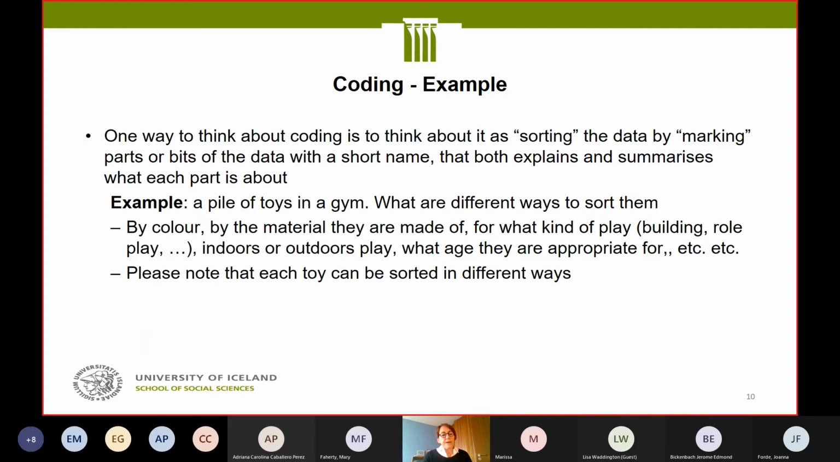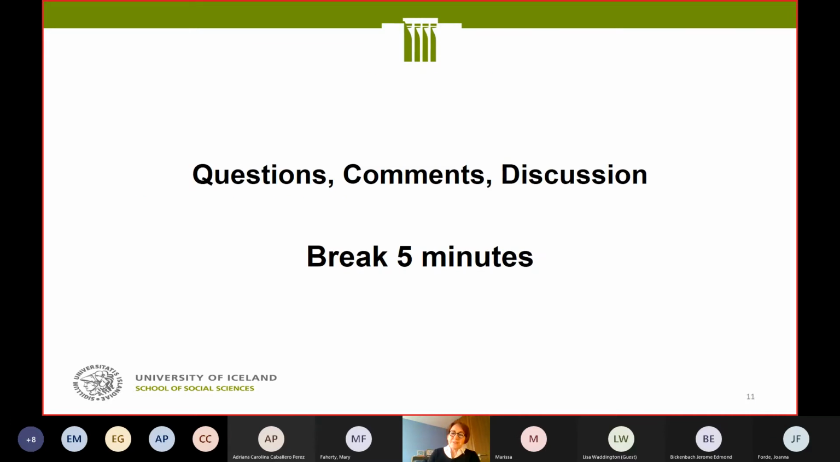I think this is a good way of helping you think about how you can sort and code in different ways. Now, sorry, I went on longer than I expected. Now we have time for questions and comments.